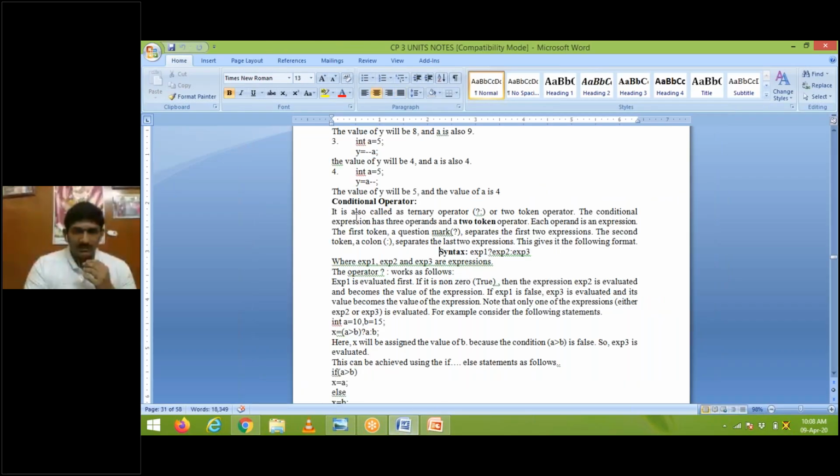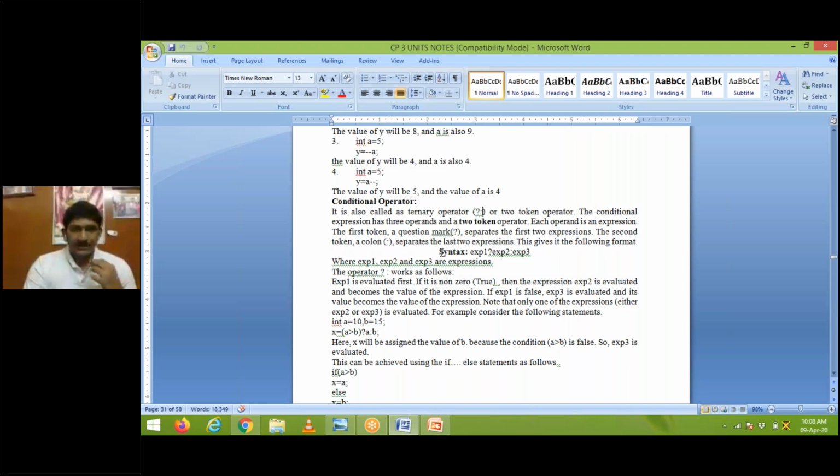So in the notes I already mentioned that it is also called a ternary operator, and it is also a two-token operator. Why is it called a two-token operator? A token is nothing but the smallest individual unit of a program. That means whatever characters you are using in the program, like hash, int, a, all are nothing but tokens. We already discussed this topic, tokens. In C tokens, there are 6 types of tokens. We already discussed this earlier. Anyway, here we are using two tokens, that is, one is the question mark and the other is the colon. So that's why this is also called a two-token operator.